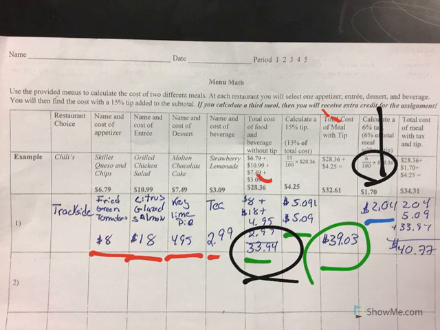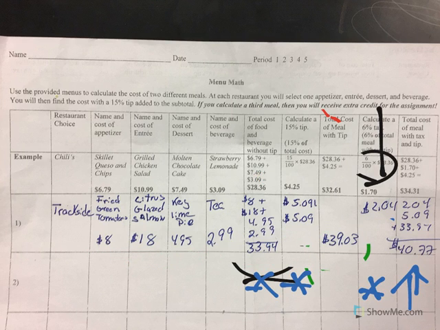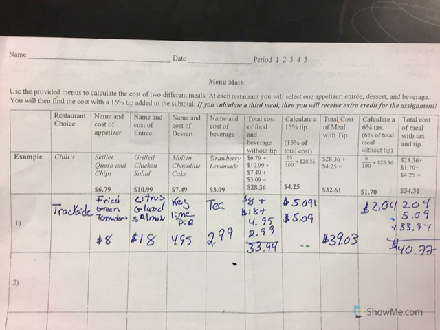Then this last column, I'm going to add my total bill plus the tip plus my tax, and that's going to tell me what I'm going to leave at the end of the night for my bill. So that's how you do this. So if you are doing this one, make sure you use the Trackside Grill just like I did here so that I know if you need any assistance.